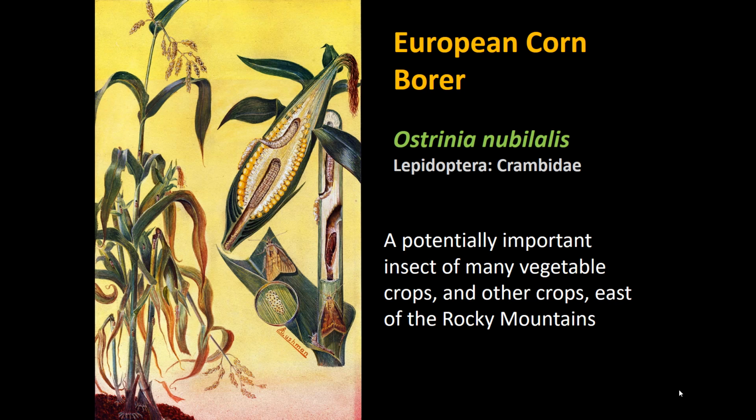And then the last insect I want to discuss is European corn borer. Now, this is mostly a pest of field corn, but it has a huge range of different kinds of plants it affects, including some vegetable crops. Presently, this is an insect that is east of the Rocky Mountains as well, an introduced species.